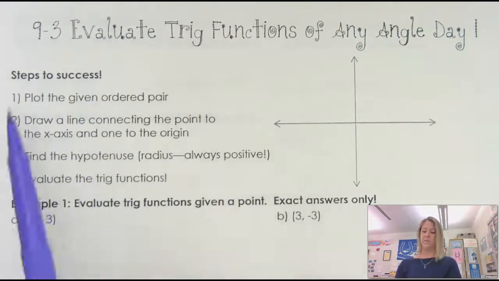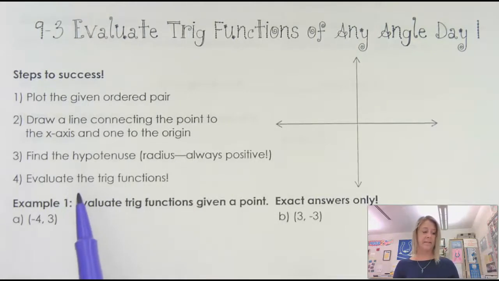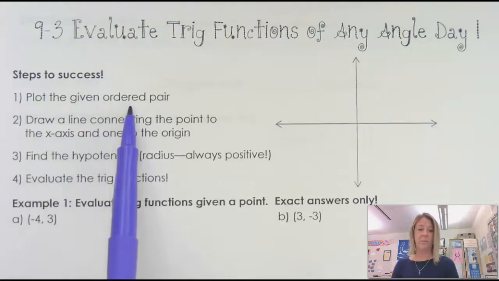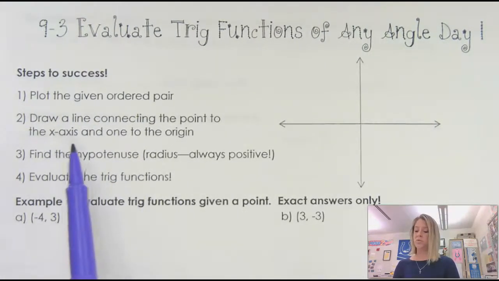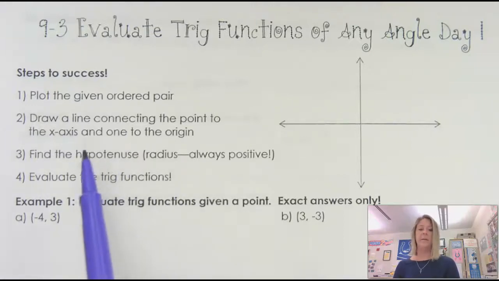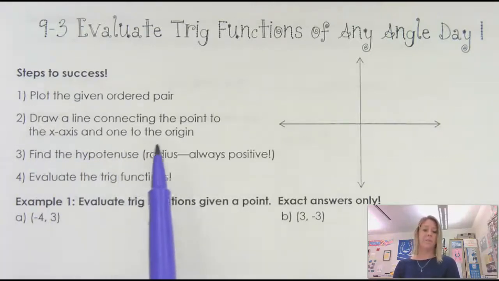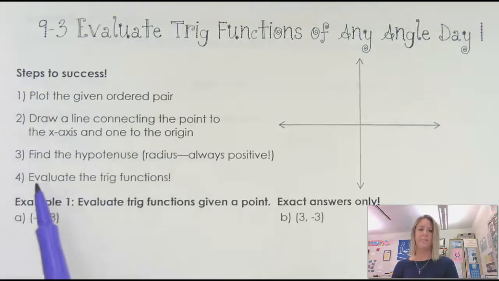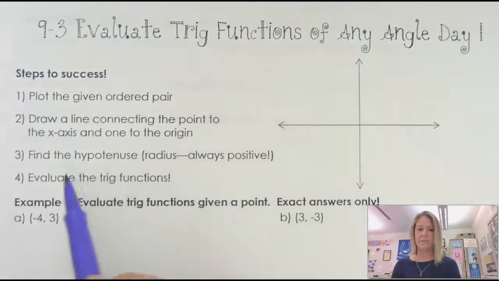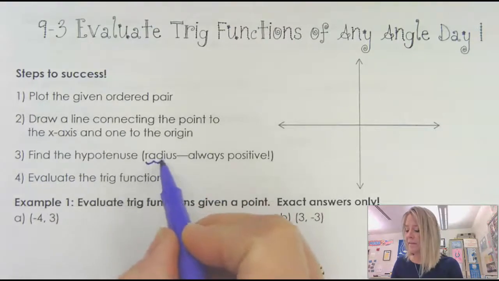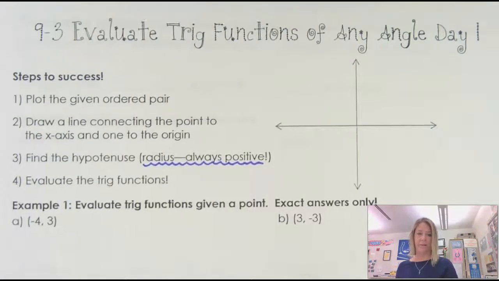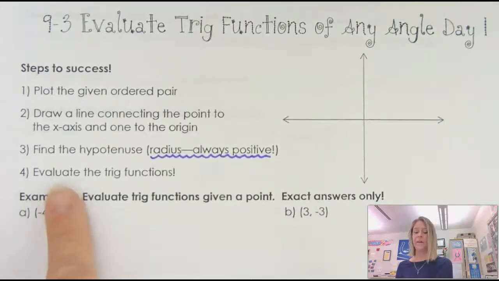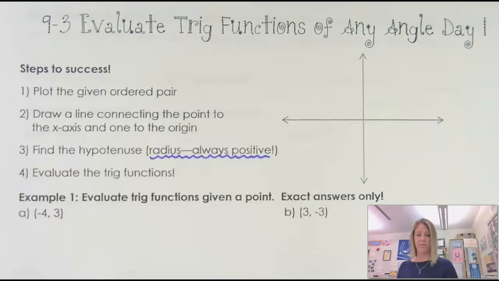So let's start by quickly going over these steps to success. First thing you want to do is plot the given ordered pair, and you'll see how, we'll go through all this. Then you're going to draw a line connecting that point to the x-axis and one to the origin. Again, I'll show you what I mean by that. Then we're going to find the hypotenuse. The hypotenuse is the radius, so it's always going to be positive. Keep that in mind as we're going through this. And then we're going to evaluate, find the number of the trig functions.